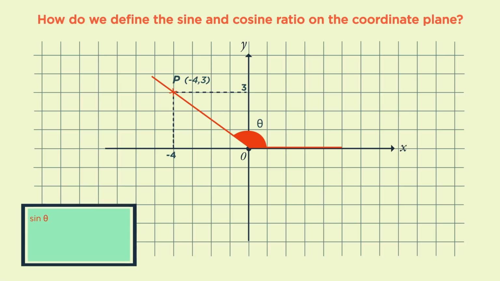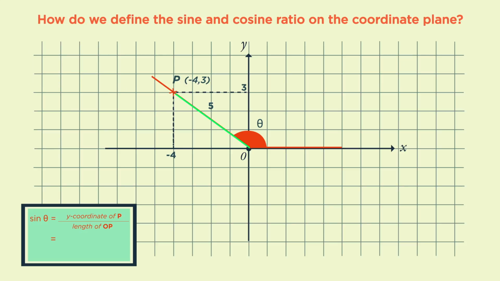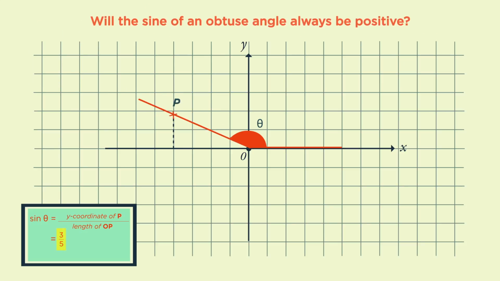And we define sine of theta as we previously did, that is, the y-coordinate of point P over the length of OP. In this case, we have found the length of OP to be 5 units, and we can write the sine ratio like this. Will the sine of an obtuse angle always be positive? Let's find out. When we have an obtuse angle, this line will always lie on this side of the coordinate plane, where the x-coordinate is always negative and the y-coordinate is always positive.